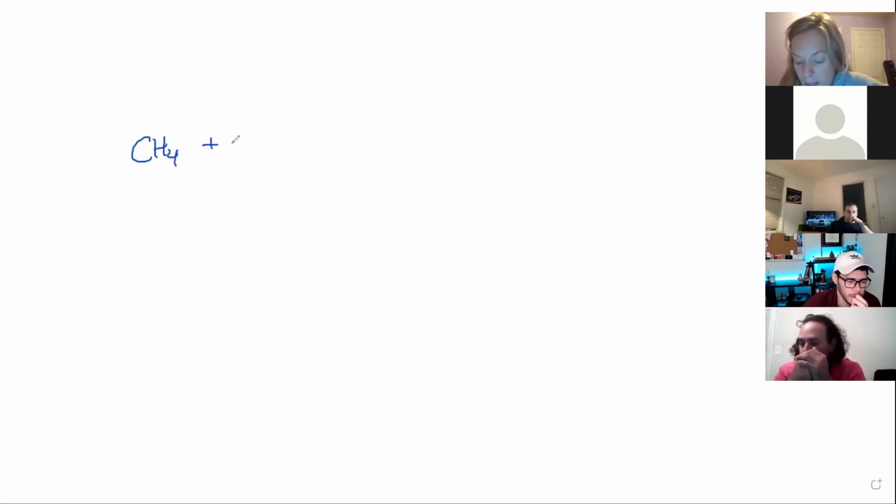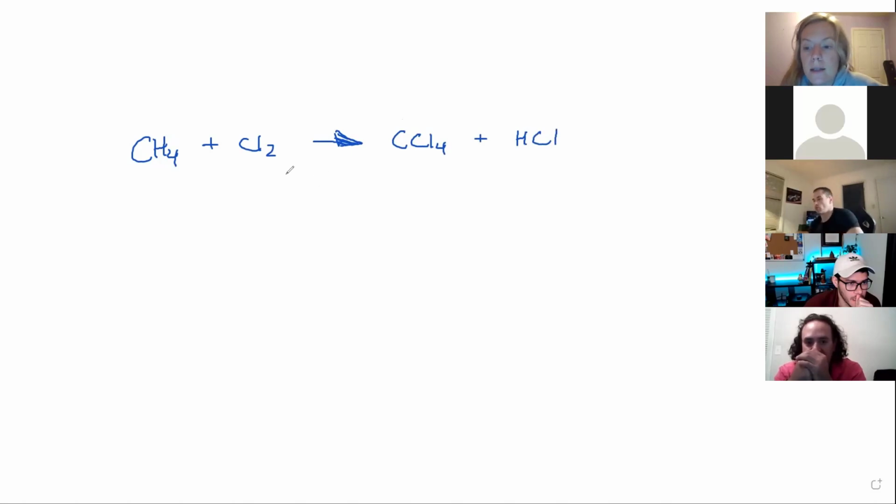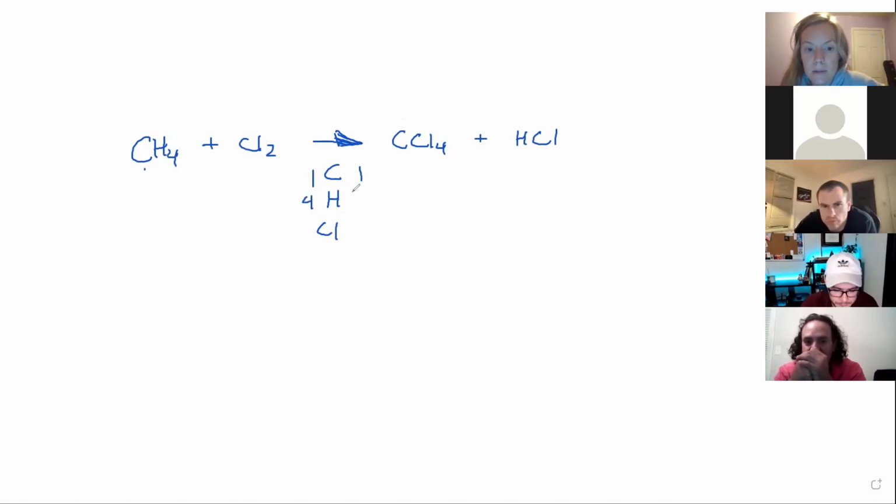Okay, we could do CH4 plus Cl2 produces CCl4 and HCl. So if I want to balance this, I take inventory of everything I have. I've got carbons, I've got hydrogens, and I've got chlorines. 1 carbon to start with, 1 carbon to end with. 4 hydrogens to start with, only 1 hydrogen to end with. 2 chlorines to start with, and 5 chlorines to end with.